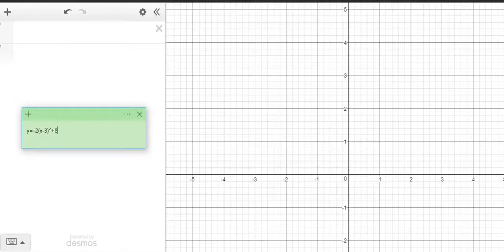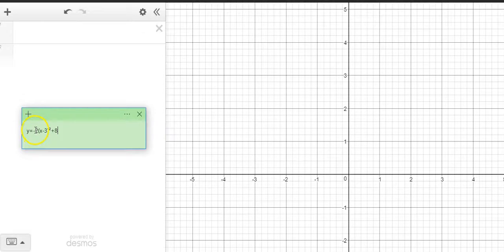Okay, so I'm going to be showing you an example of graphing a quadratic function with at least 3 transformations. And our equation is y equals -2 times (x minus 3) squared plus 8. And we actually have 4 different transformations happening here.